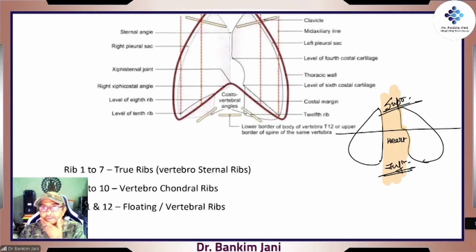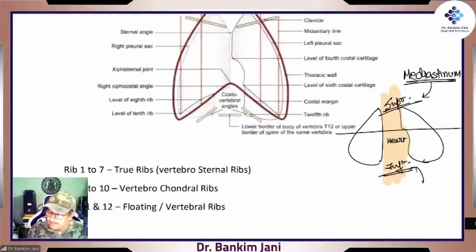What you see is the space between the lungs. Achha, achha. This is called the mediastinum. This is the superior mediastinum, and similarly we have the inferior mediastinum.